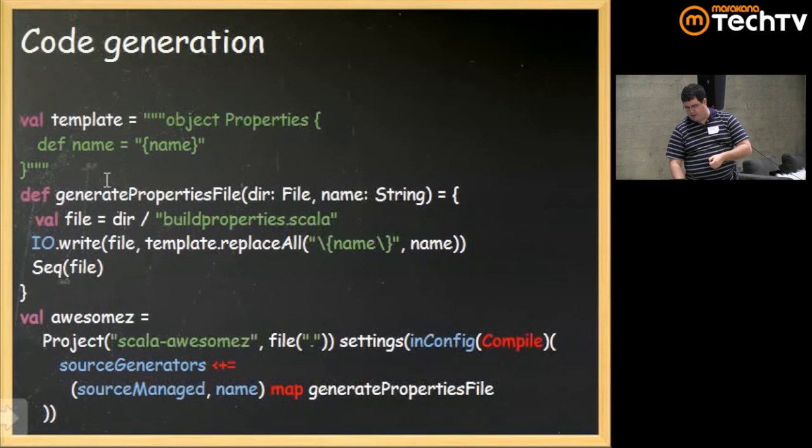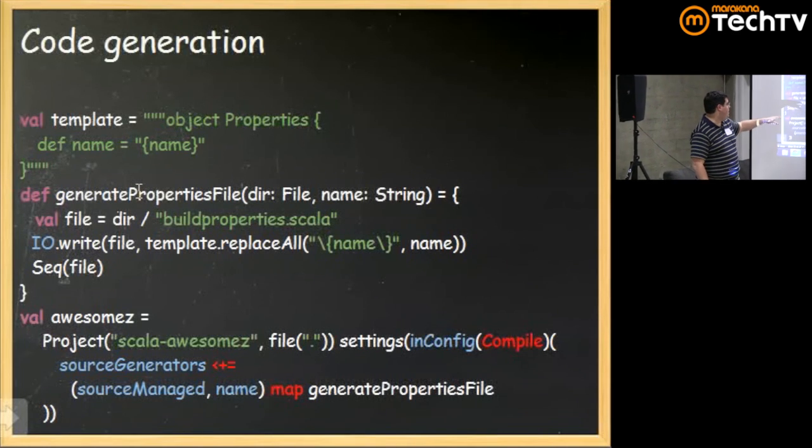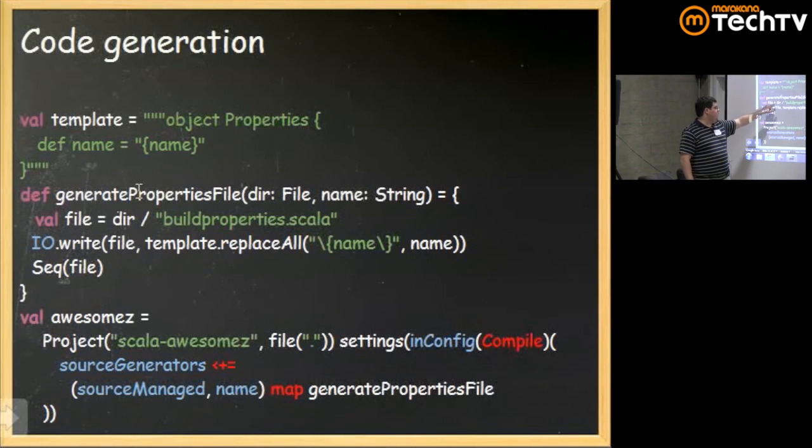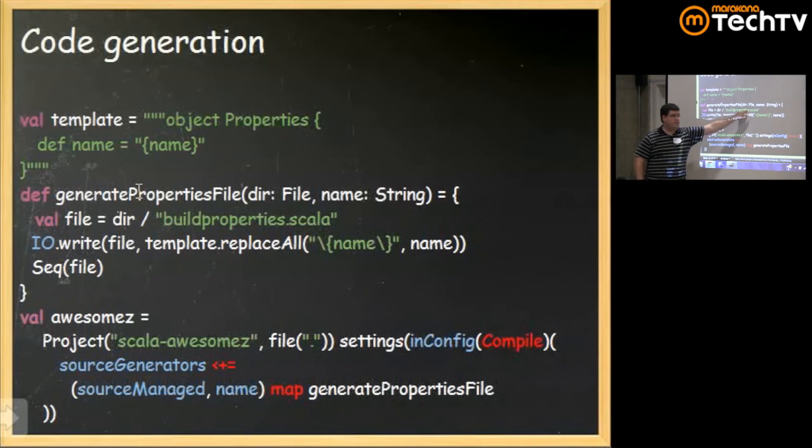So I create my template. I create a generate properties file method. This is just Scala code, okay? I'm making use of some SBT APIs, but this is just a Scala method. I create a file object that takes the directory, but underneath the directory, we'll create a build properties.scala file. The directory is passed in here. I write the file. To the file, I write the string where I replace all instances of that name with the name that I'm passed in, okay?